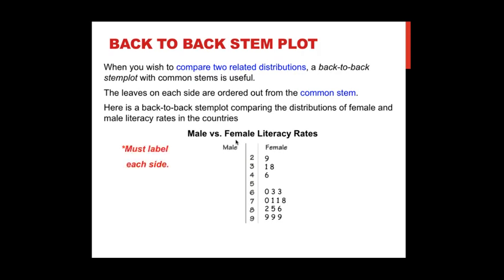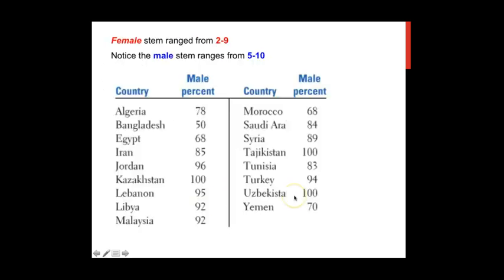Now it's important to see that on my graph, not only do I have data values, but I have them clearly labeled as to which group they pertain to. If I had this male-female portion covered up, it'd be really hard to be able to tell which side was going to be the males, which side was going to be the females.